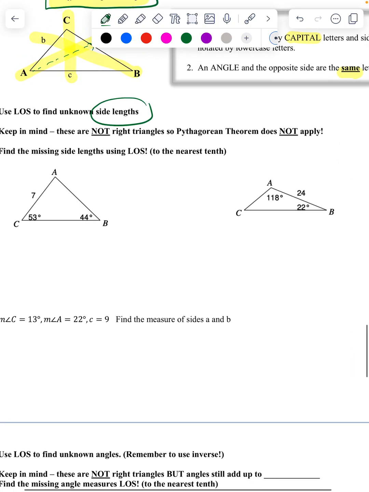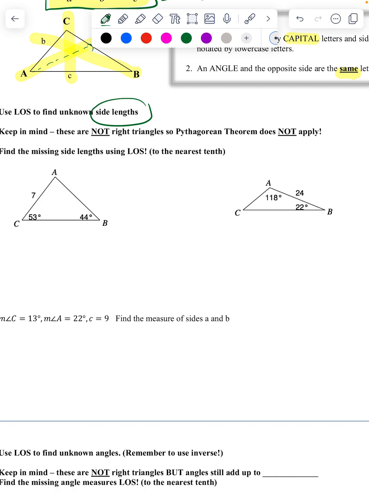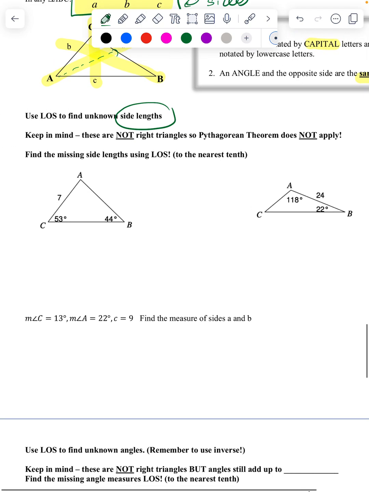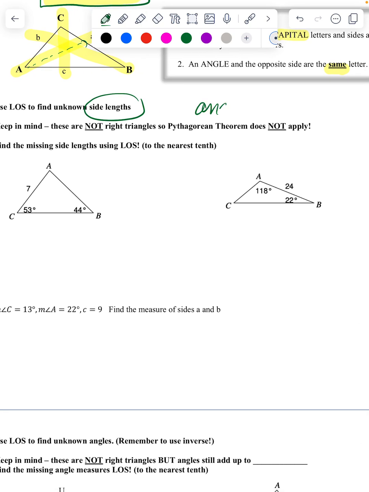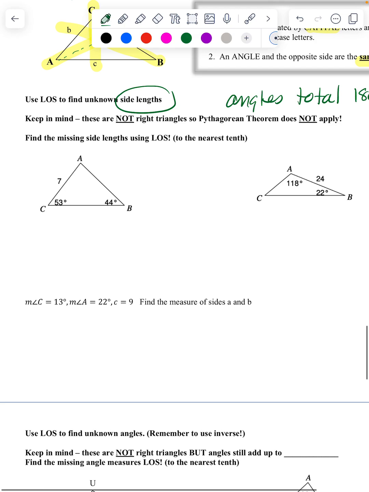Keeping in mind that these are not right triangles, so you cannot do a squared plus b squared equals c squared to find the third side. But it is still true that the angles will total 180. So if we're given two angles, we can find the third one just by subtracting from 180. So here we go. I always like to set them up here. You don't have to do it this way, but this is just how I organize it. So you're going to see that in the notes. And if you're in my class, you're going to see me teach it this way.